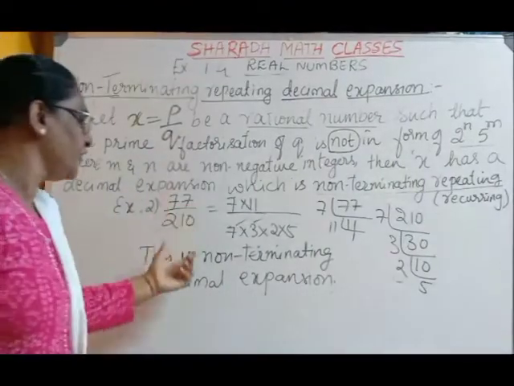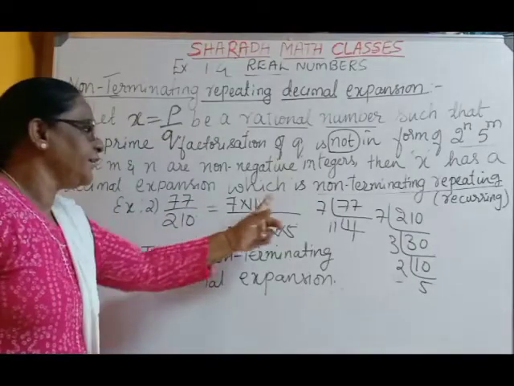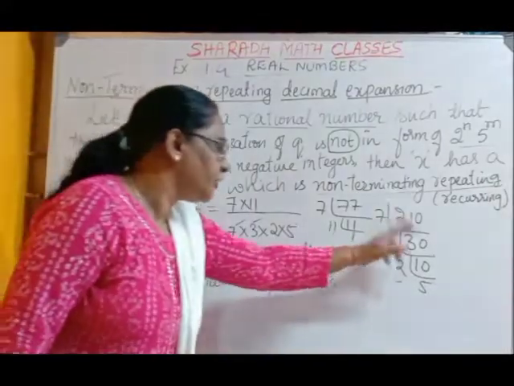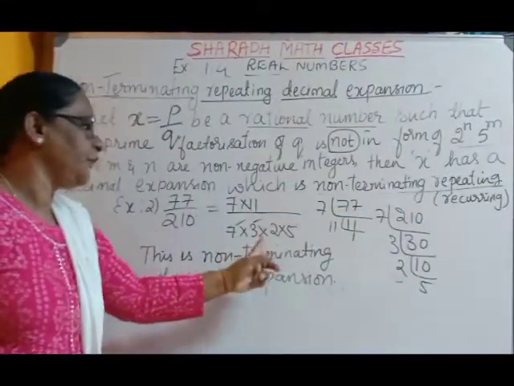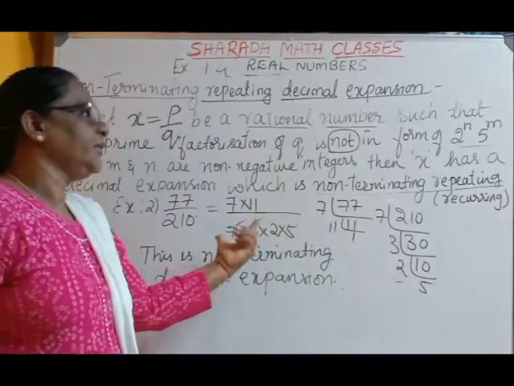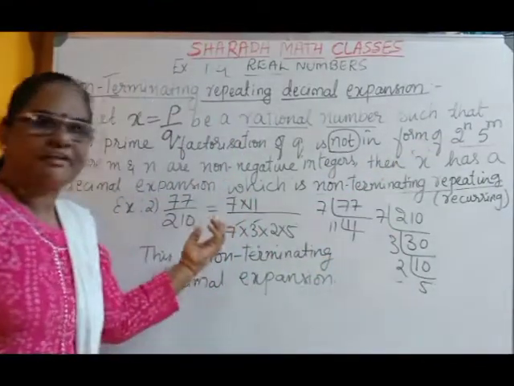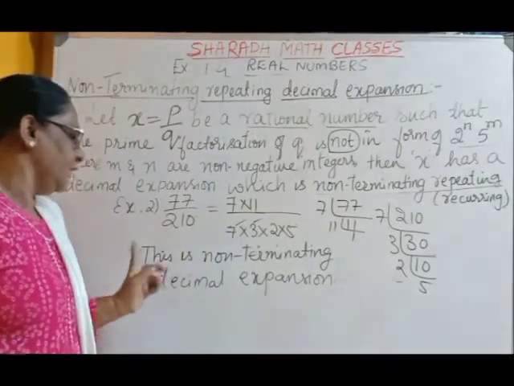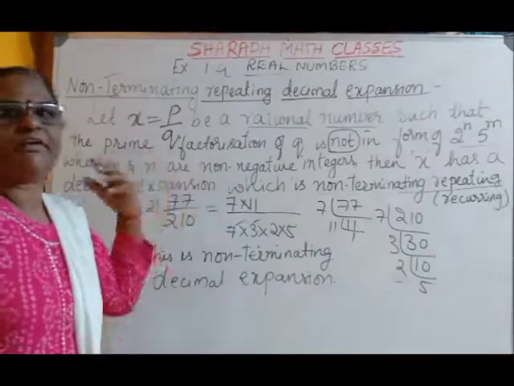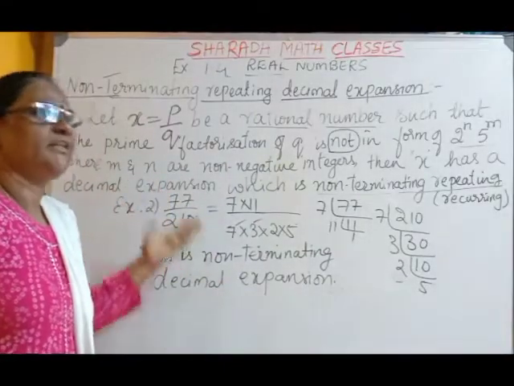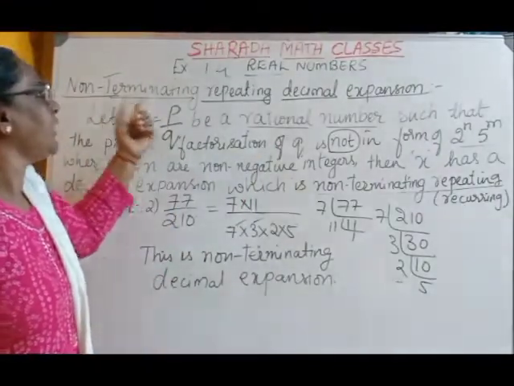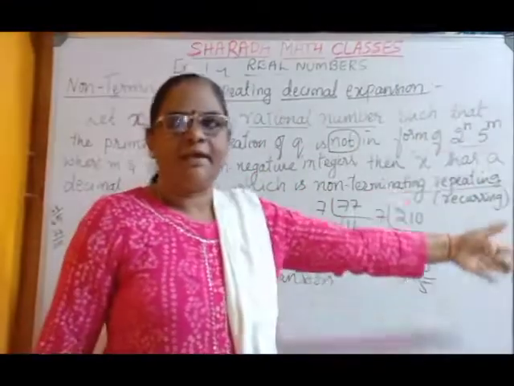So once again, second example, 77 by 210. Find the factors for 77. It is 7 into 11. And then factors for 210 are as follows: 7 into 3 into 2 into 5. But here in the denominator you are not getting only 2 and 5, you are getting other factors also. Therefore, this is non-terminating decimal expansion. Just by seeing the factors only you can decide whether it is terminating decimal expansion or non-terminating repeating decimal expansion.